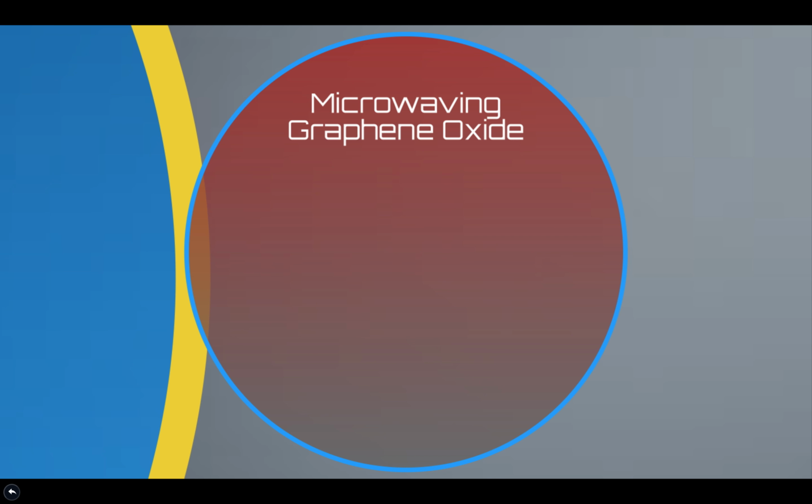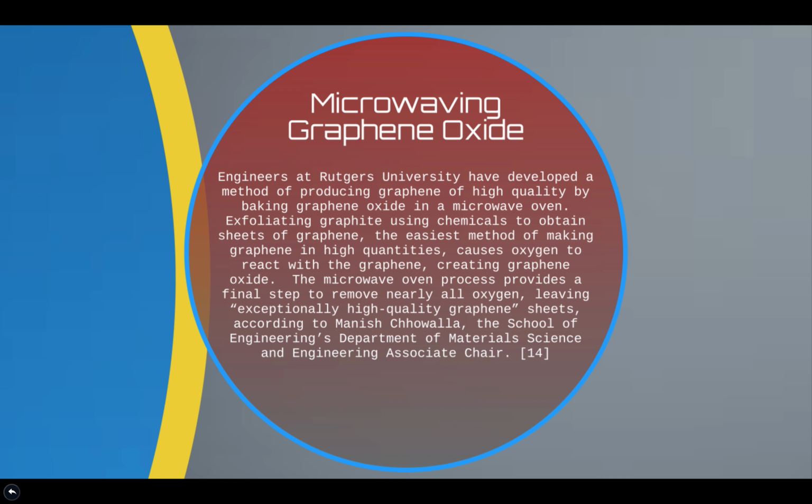Another more recent method to produce graphene is by microwaving graphene oxide. Graphene oxide is created when chemicals are used to exfoliate sheets from graphite. This is a fairly affordable process and the easiest way to make big sheets of graphene. The problem is that graphene oxide is a degraded form compared to pure graphene. Engineers at Rutgers University were able to remove nearly all oxygen from graphene oxide through this microwave process, leaving exceptionally high quality sheets of graphene.